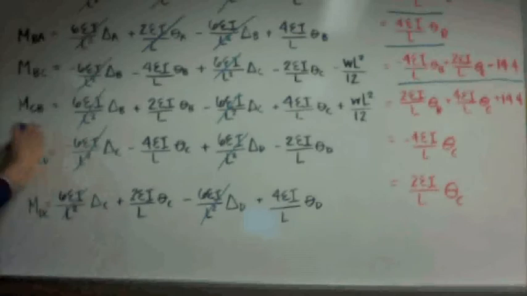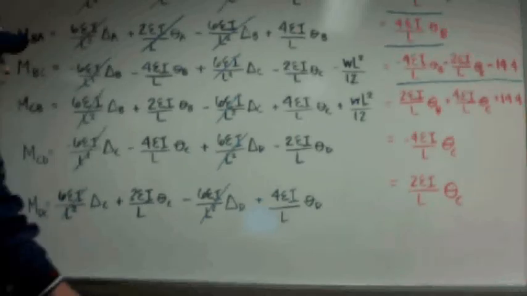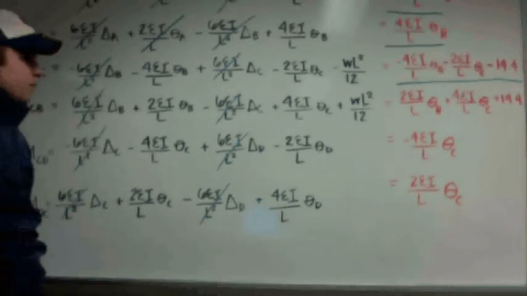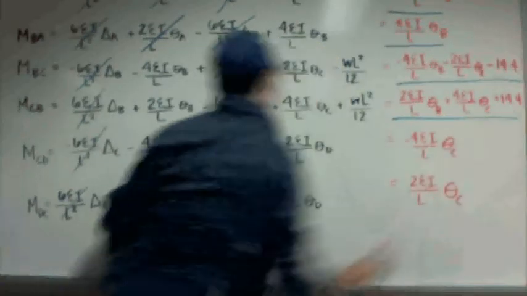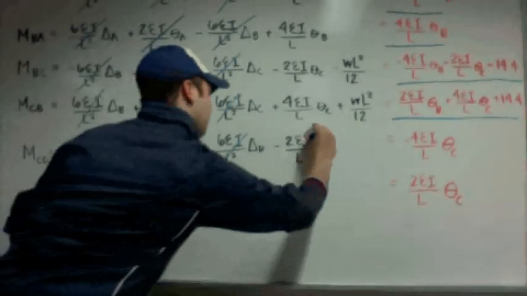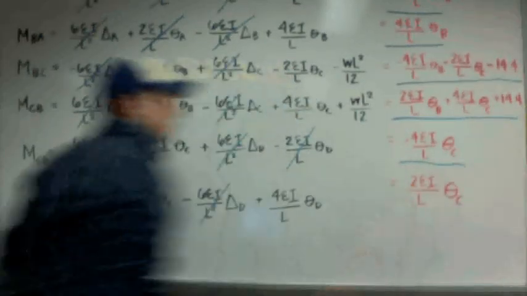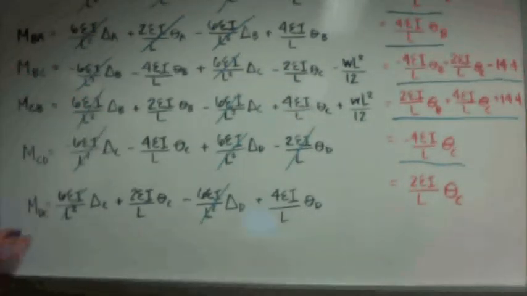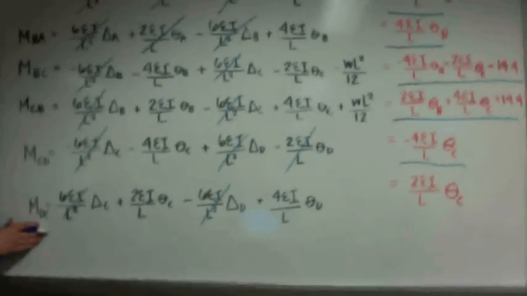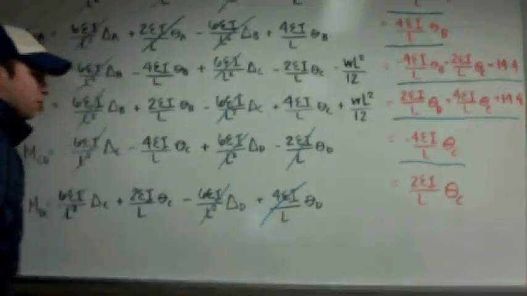Looking at moment CB, we again are going to keep theta B and theta C because of the distributed load across member BC. The book says we're going to have a positive fixed end moment, WL squared over 12, which again is 14.4. Looking at the moment equation for CD, we're going to keep theta C and we're going to take out theta D because theta D is at a fixed end, which leaves us with negative 4 EI over L theta C. The final moment equation, DC, we're going to keep theta C again, and we're going to take out theta D because of the fixed end. This leaves us with our moment equations.